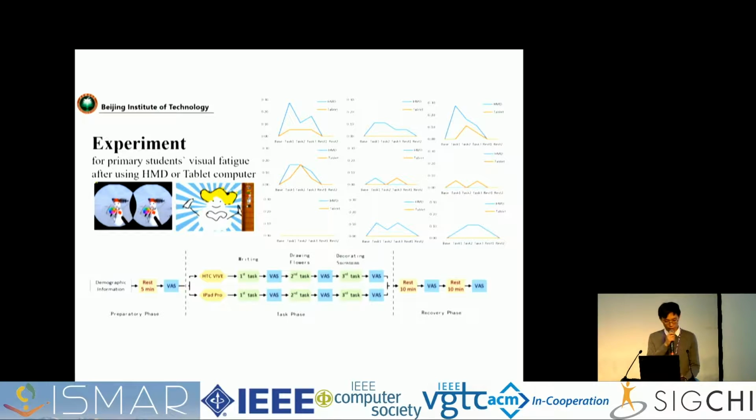We conducted a controlled experiment about visual fatigue on primary students after exposure of two kinds of displays, HMD and a tablet computer. There were three phases of our experiment, and it's a within subject design. Our preliminary results indicate that HMD has a tendency to bring higher visual fatigue after exposure of 1 hour use. Poster 1026.